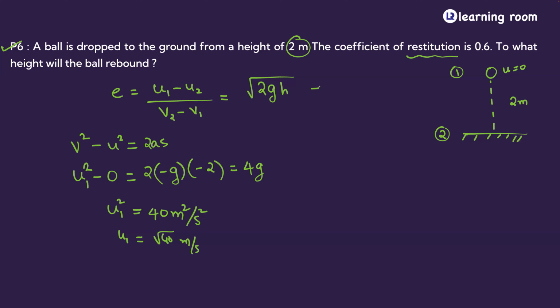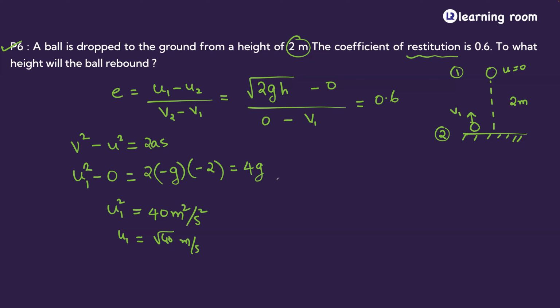Minus what is the value of u2, divided by what is the value of v2? 0. What is the value of v1? That's what we need to find. So minus v1, this is equal to 0.6. Make sense? Okay. So you have one unknown and one equation. You can find the value of v1. So that v1 will be the velocity of the particle after collision. This v1 is the velocity which will help the particle to rise to a certain height.